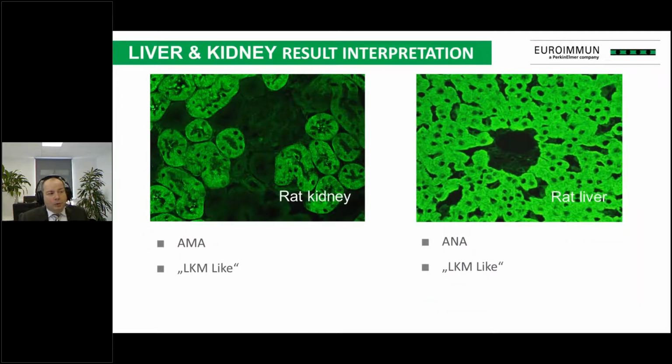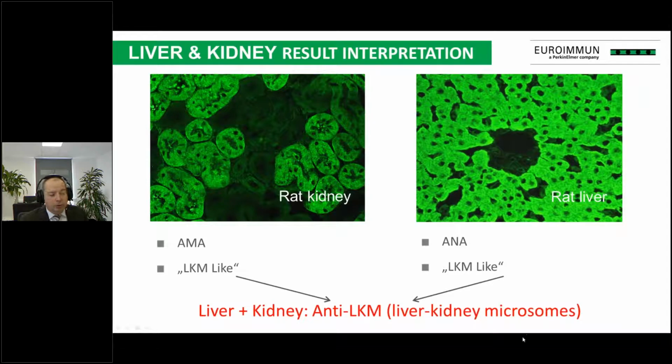Also, a good example for our biochip technology: liver and kidney results interpretation for hepatology. Based on rat kidney, you can recognize here AMA and LKM-like. You are not sure if it's LKM or not. And here you can recognize ANA and LKM-like. And based on 2 biochips, you can say it's anti-LKM, liver, kidney, microsomes.